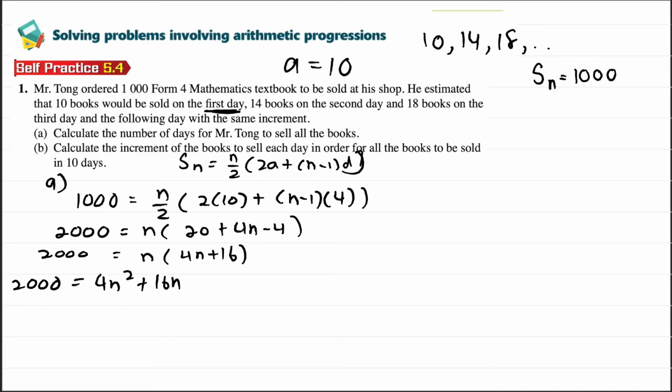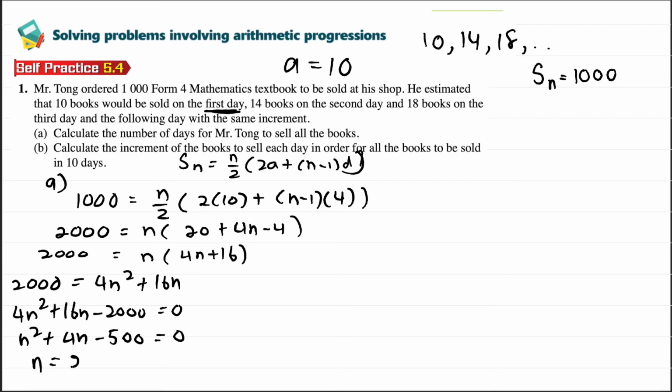So kita akan membentuk satu quadratic equation. 4n square tambah 16n tolak 2000 sama dengan kosong. Bahagikan semua dengan 4. Kita akan dapat n square tambah 4n tolak 500 sama dengan kosong. So bila kamu tekan kalkulator ni, kamu akan dapat dalam bentuk perpuluhan. Okay. So nanti kamu akan dapat n dia sama dengan 20.499. Dan kamu round off kan, you will get 21 days lah.